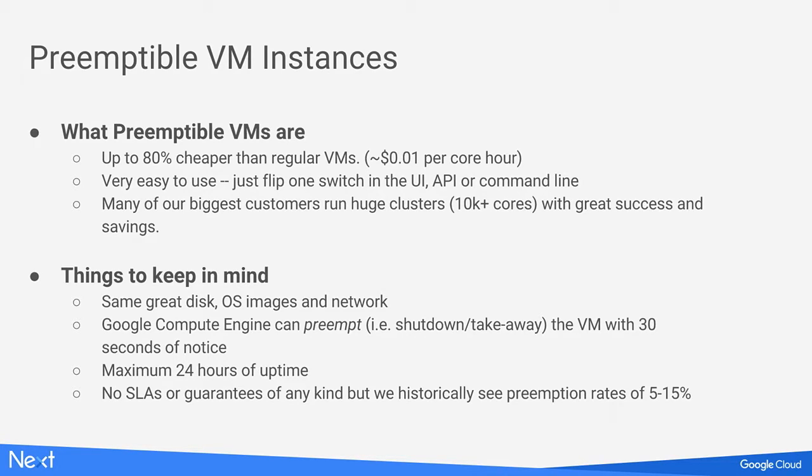If we do decide to preempt your VM, we'll give you 30 seconds' worth of notice, and then we will send a shutdown signal. You can use a shutdown script, as usual, to handle the shutdown event, and then back up your data or do what you need, but you get 30 seconds of notice. The other caveat is we only give you 24 hours of uptime. If your VM is not preempted in the 24 hours, then we just shut it down for you.